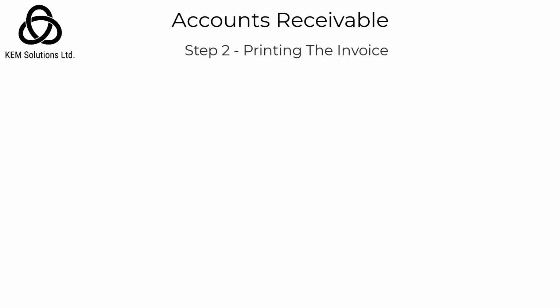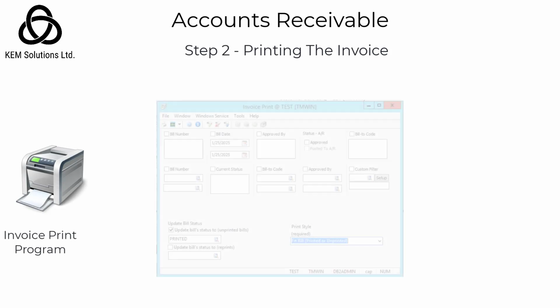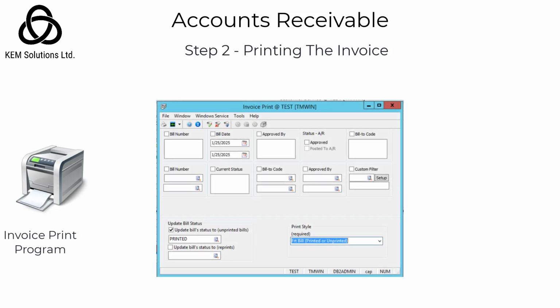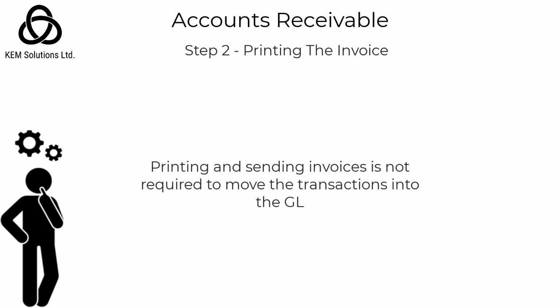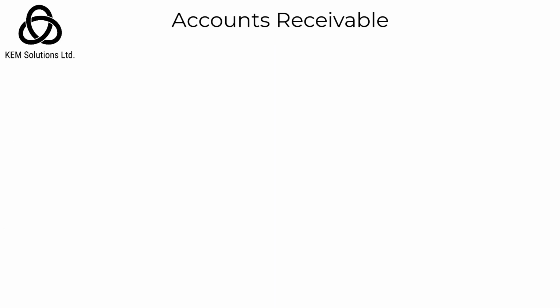Step 2. Invoice printing. After approval, you have the option to print the invoice using the Invoice Print screen. Some of your customers may also have an EDI integration to send invoices automatically. Note that while most companies will choose to print invoices, printing is not required to send the information to the accounting system. Step 3. Run the billing register.